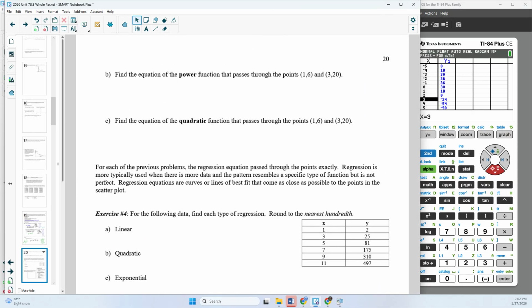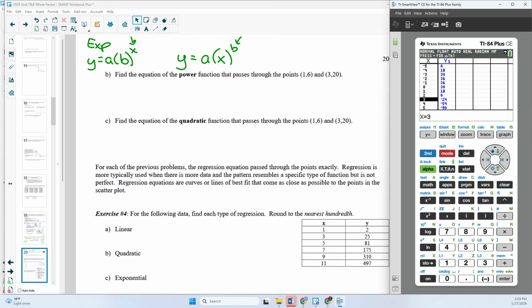This is our last type of regression, which is a power function. If you remember power functions from Unit 3, they're in this form. A little different than an exponential function. An exponential function has the x in the exponent. A power function has some number in the exponent. So we're going to go ahead and enter that information. We have 1, 6, and 3, 20.